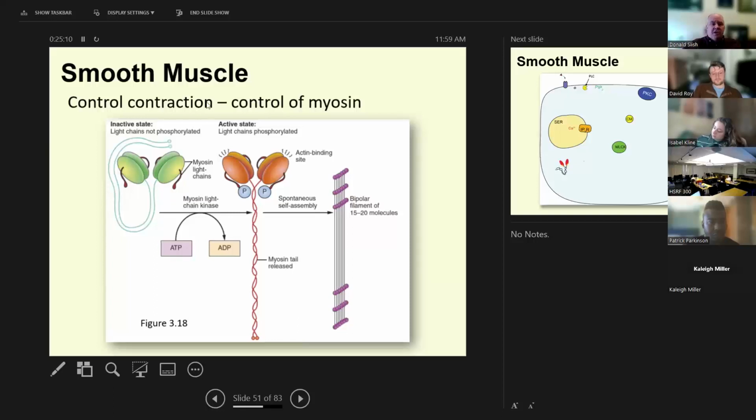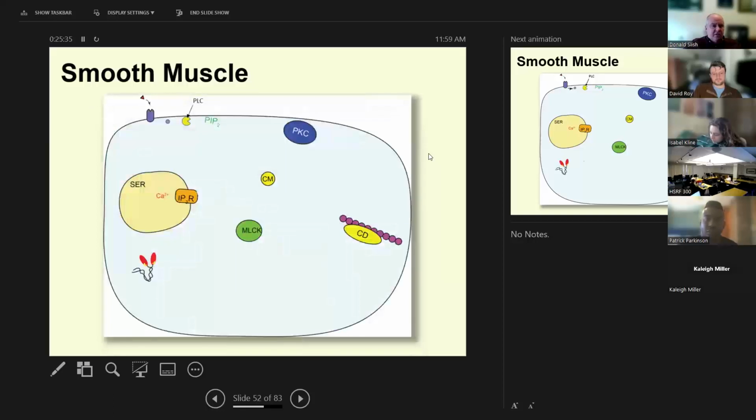So when the cell is stimulated to contract, calcium goes up in it again. It's calcium again, and that activates a myosin light chain kinase, an enzyme that will phosphorylate those light chains, and that causes it to straighten out. Once it straightens out, it forms thick filaments, and then you can get contraction. The actin is also going to be controlled. We'll see that in the next slide.